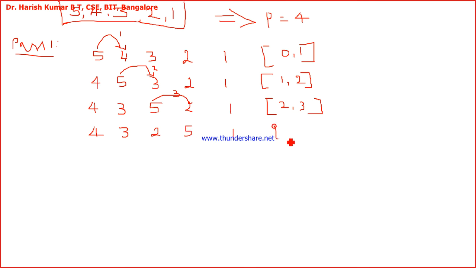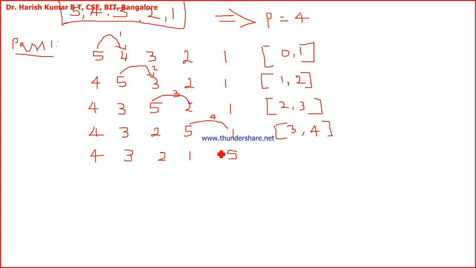Now the next comparison will happen between the element present at index 3 and the element present at index 4. At index 3 I have 5 and at index 4 I have 1. So this is the comparison that is happening. This is the fourth comparison. 4 3 2 1 and 5.